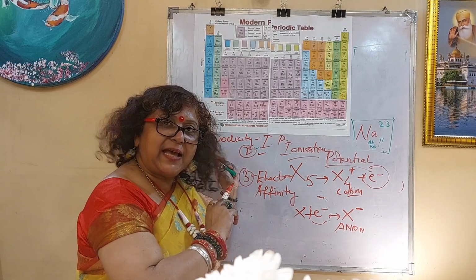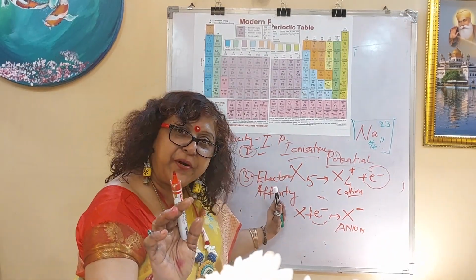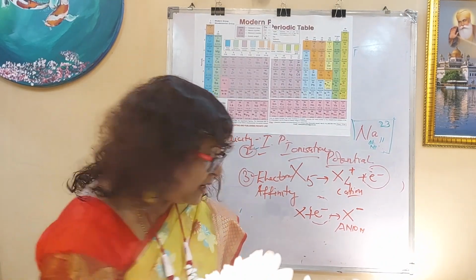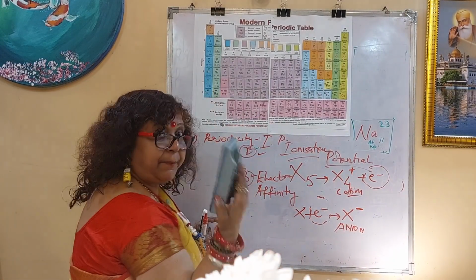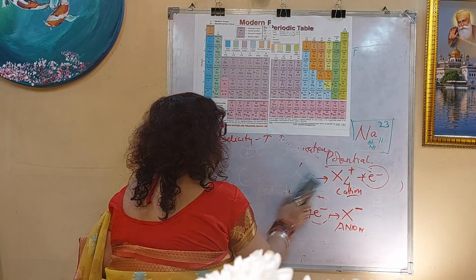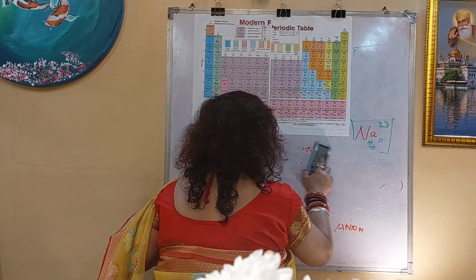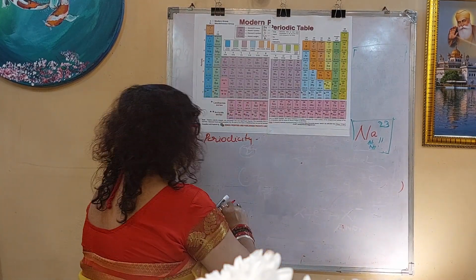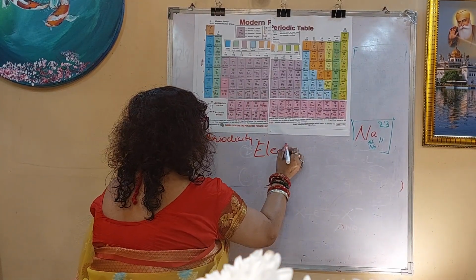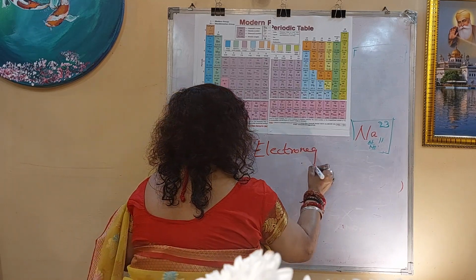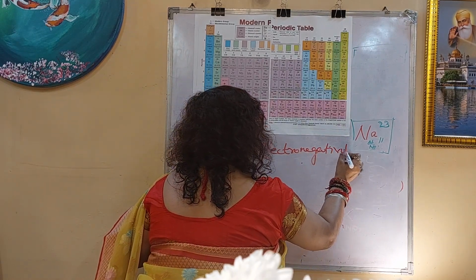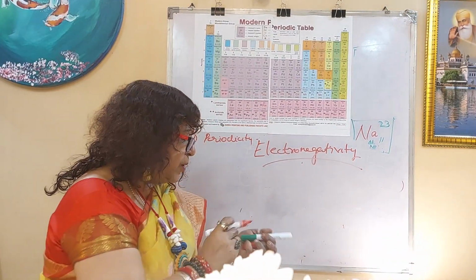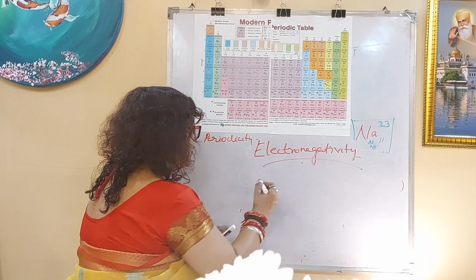So atomic size I told you, ionization potential I told you, periodicity. Third I told you electron affinity. Fourth one, a very important one, is another one which you will see and you have to study. That is electronegativity. Electronegativity.